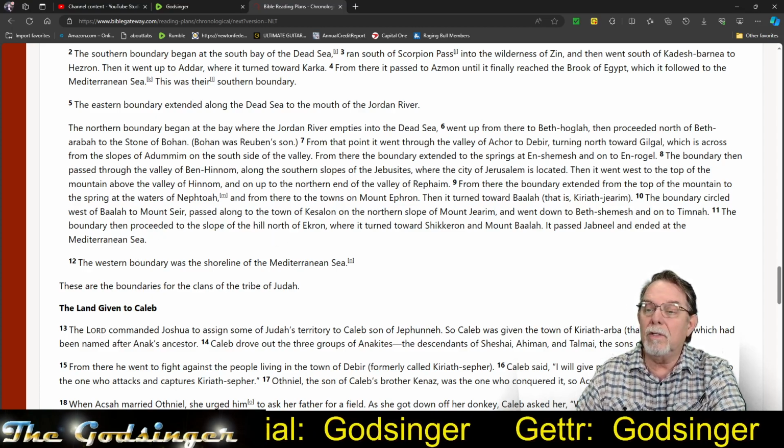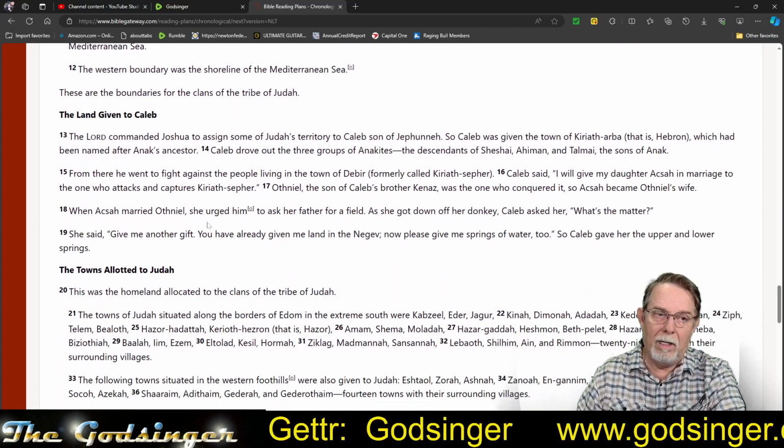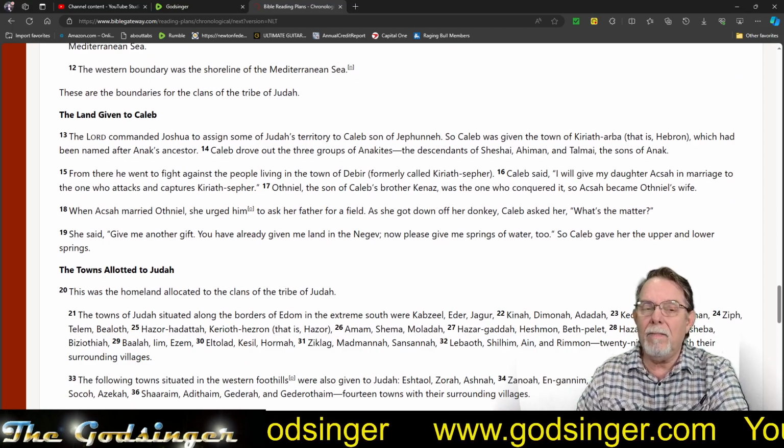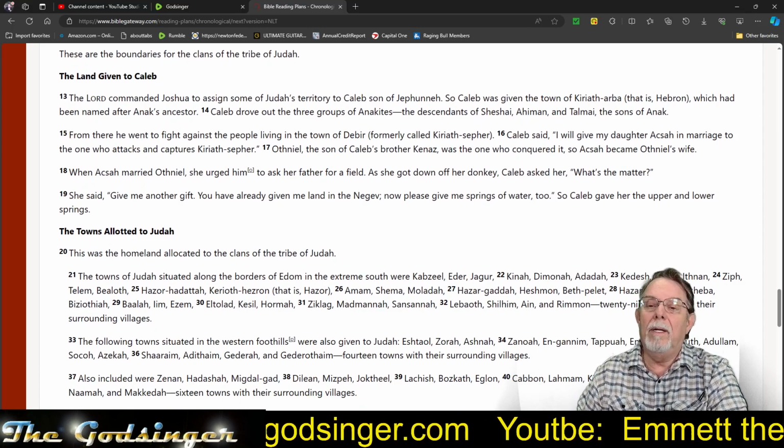The western boundary was the shoreline of the Mediterranean Sea. These are the boundaries of the clans of the tribe of Judah. You got all that? I did not. Okay. The land given to Caleb.